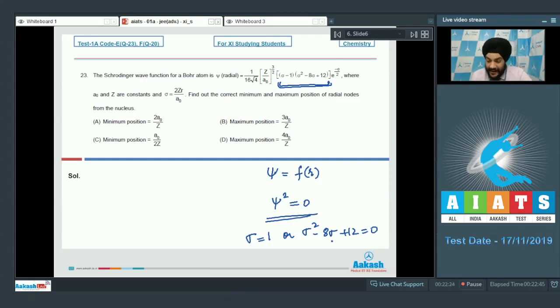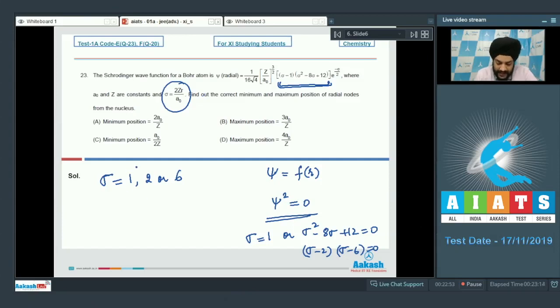So if we simplify this, this is a quadratic equation. It can be solved as sigma minus 2 into sigma minus 6. So we can see that there are 3 roots. So sigma can be equal to 1, 2 or 6 for a radial node to occur. So the value of sigma is given to us. All that is left now is to substitute the value of sigma in terms of ZR by A0.